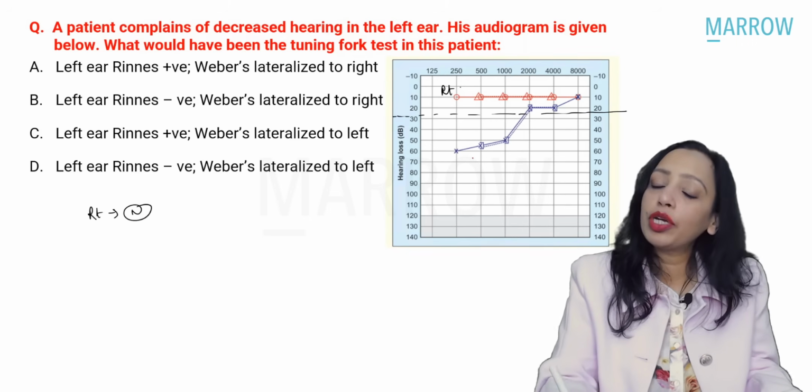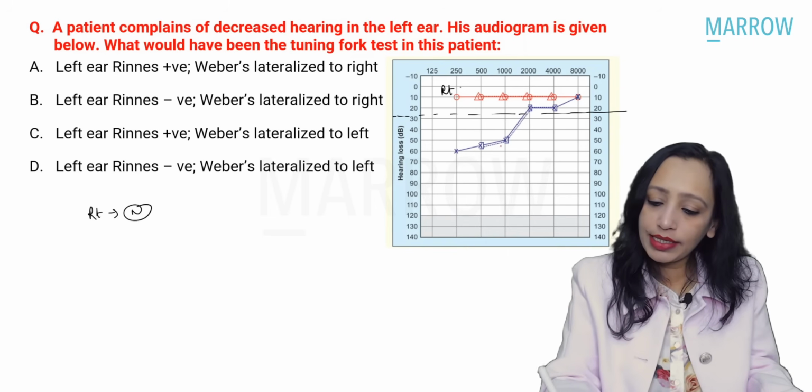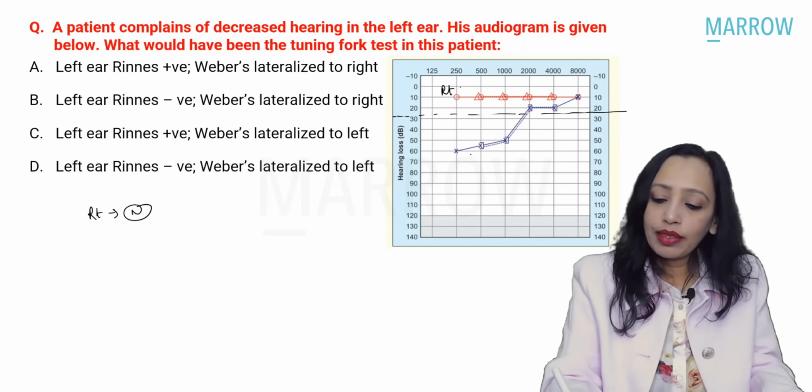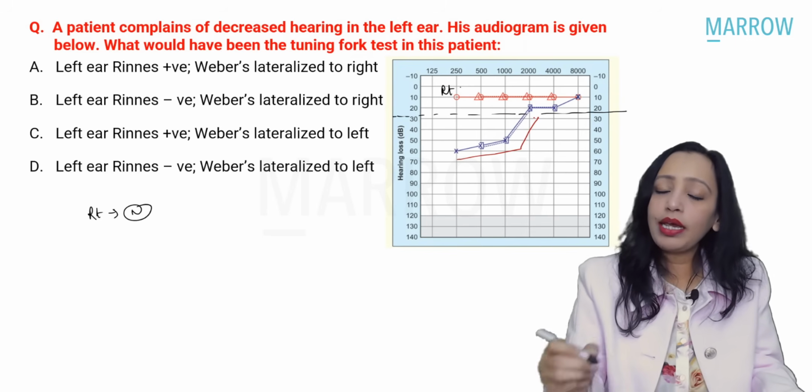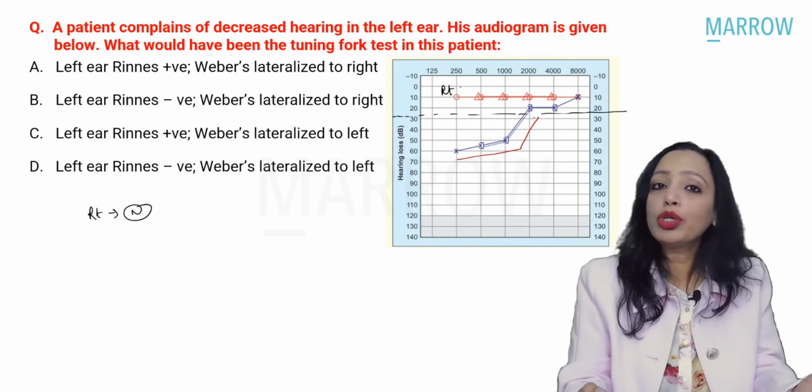Let us see about the left ear. In the left ear, what we are seeing is that, yes, there is no AB gap. The left ear has a low frequency, no AB gap, so sensorineural hearing loss.